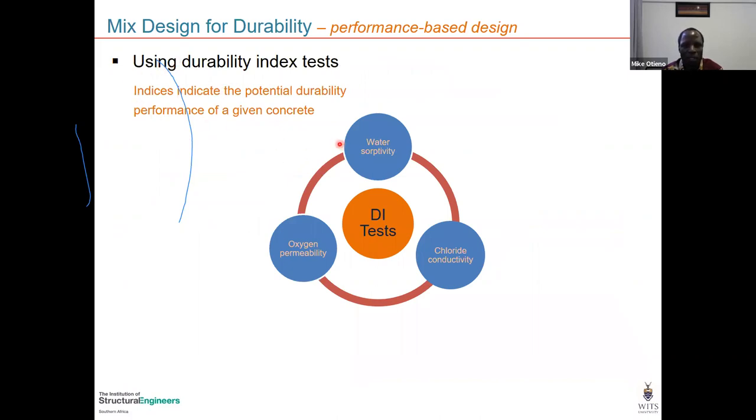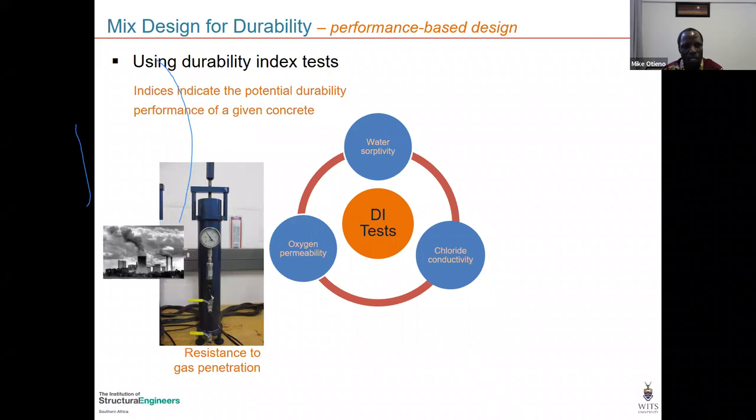On the left, we have the oxygen permeability index test. This test basically gives us the resistance of a concrete to gas penetration, very useful in terms of designing for durability of concrete structures in inland environments or areas that have high CO2 concentrations, because it is related to carbonation-induced corrosion.